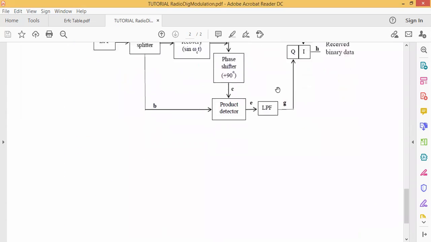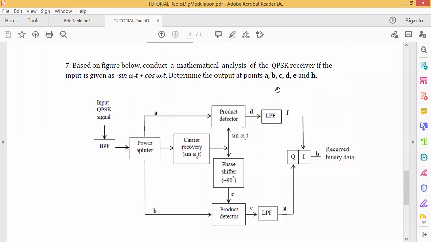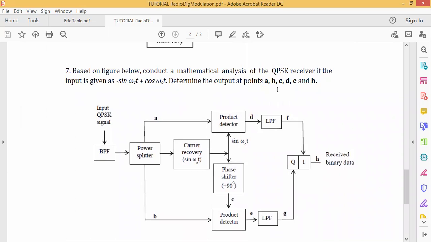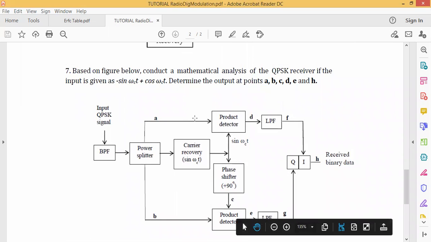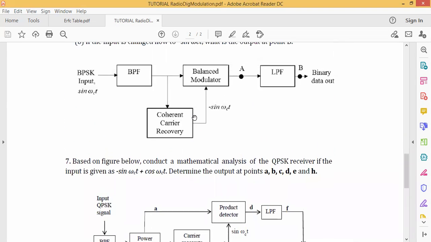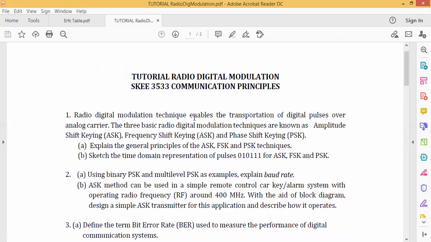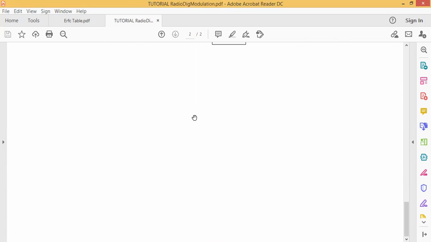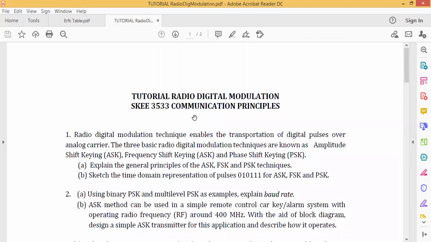And then the QPSK, this is the block diagram of the QPSK receiver. This one we will look at next week, inshallah, with all other questions related to multi-level PSK. I hope you can do the tutorial by yourself, try them.